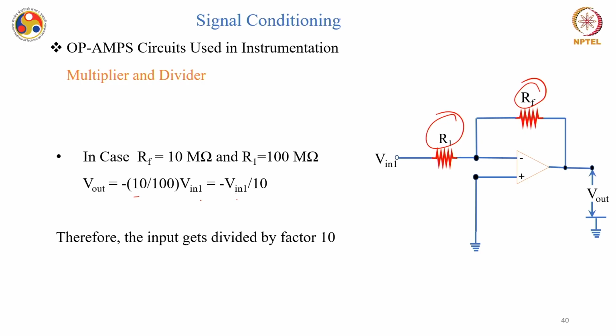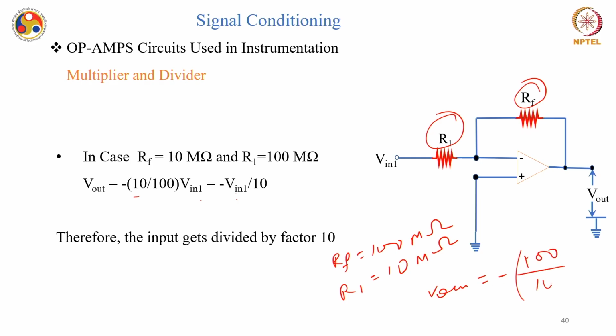Now consider another case where Rf is equal to 100 mega ohm, and R1 is now 10 mega ohm. In this case V out will be equal to minus Rf, which is 100, divided by R1, which is 10, into V in 1.